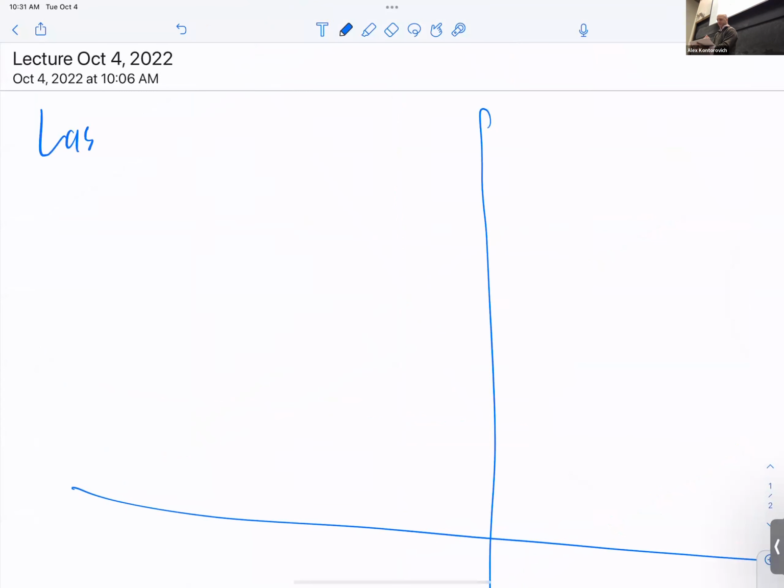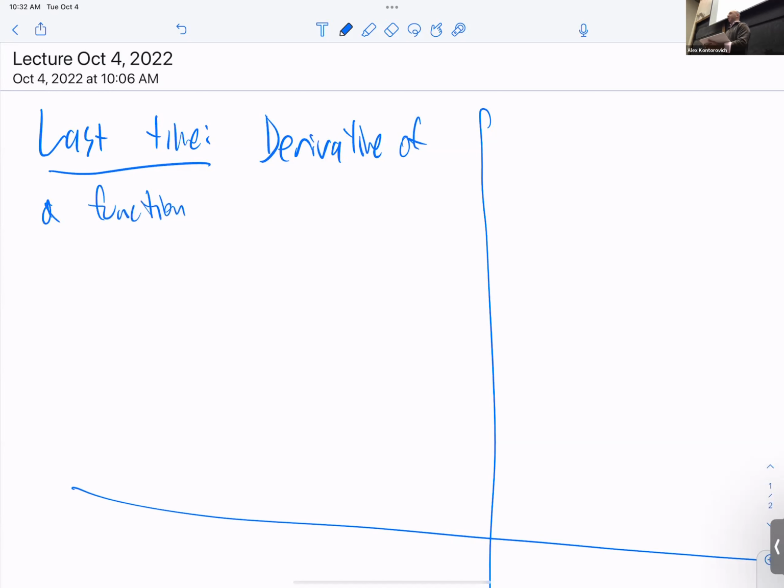Last time? Right, we started looking at derivatives. So the derivative of a function f, let's say f of x, is itself a function, a new function, which is written f prime of x, or df dx, or dy dx.